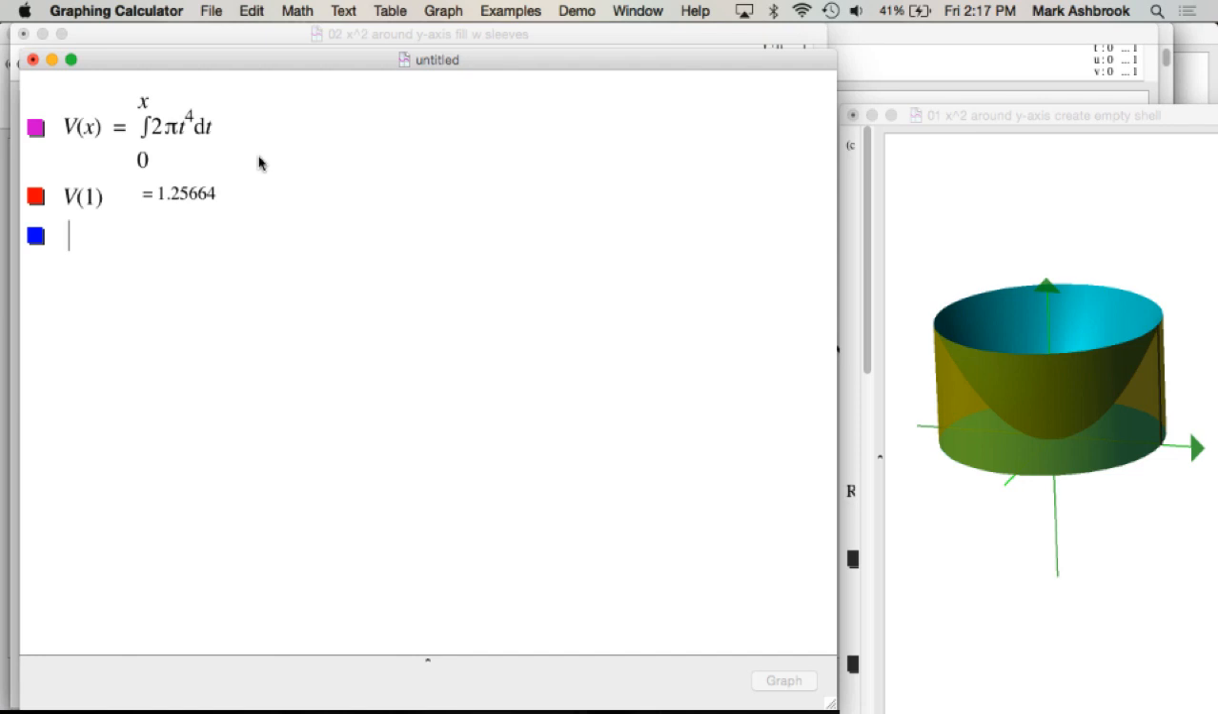What about halfway? So I can do v of 0.5. So when the current value of x is 0.5, the accumulated volume up to, this is like just taking that thing for a radius of 0.5 and just looking at that much volume, 0.03927. Any questions?